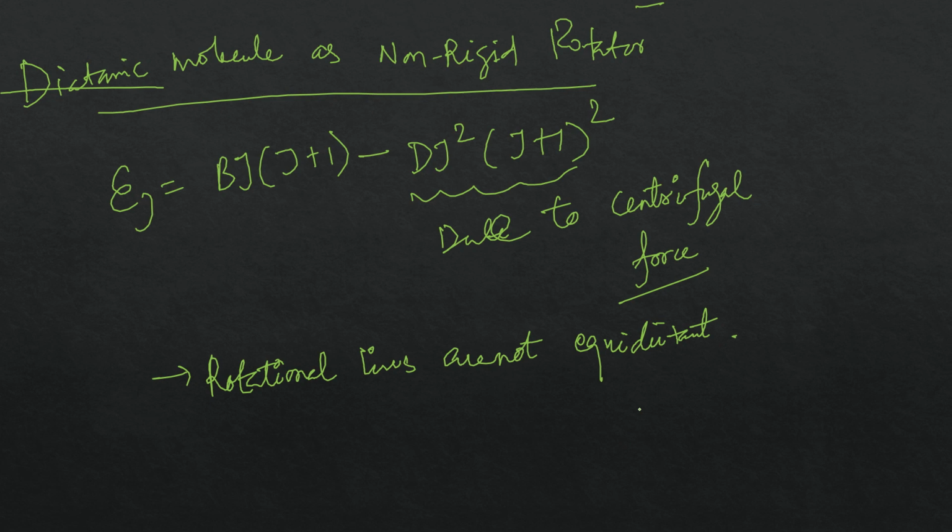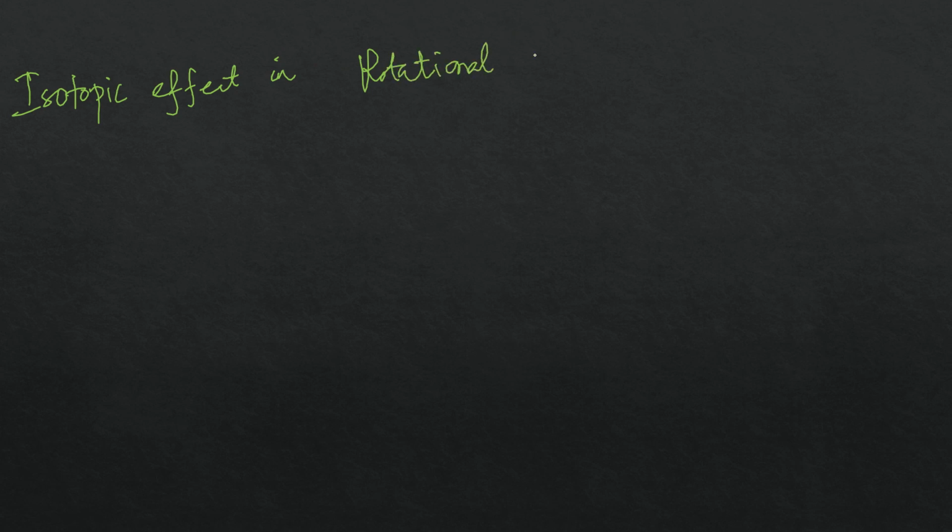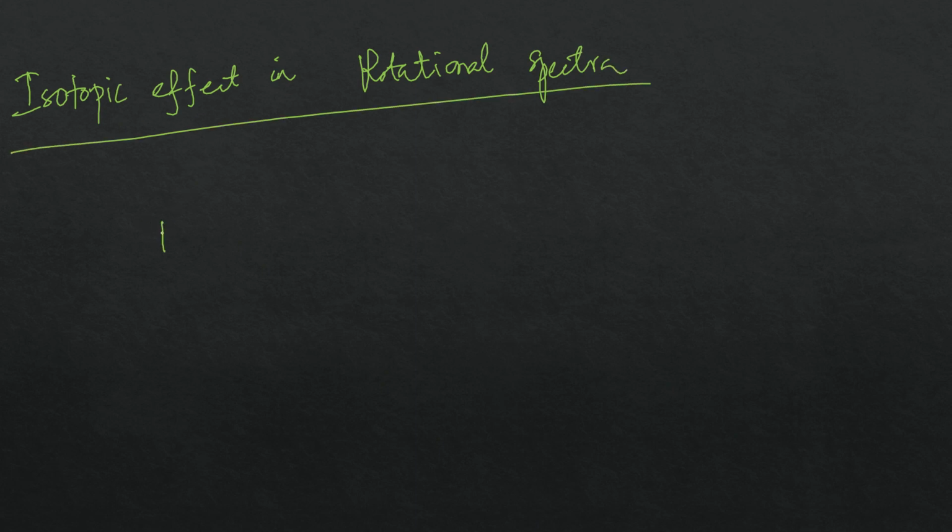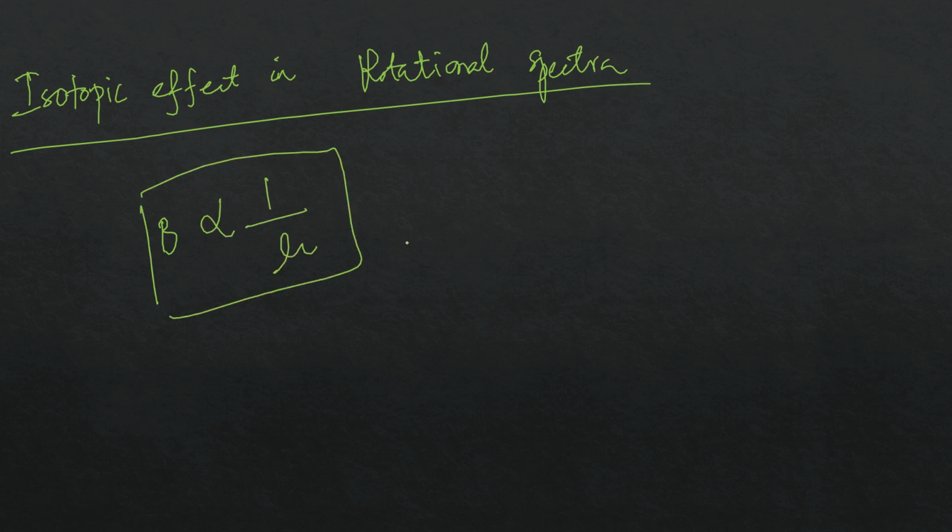Okay. So next is what? Next is isotopic effect in rotational spectrum. Okay. So what will happen? V inversely proportional to 1 by mu. Right?